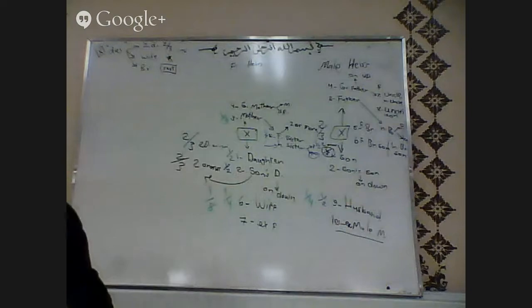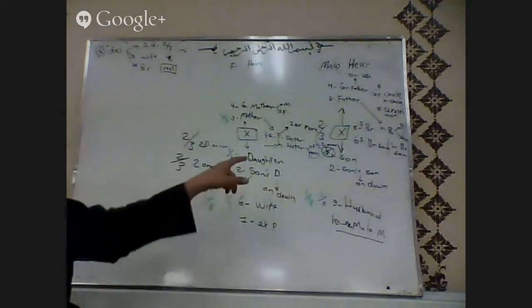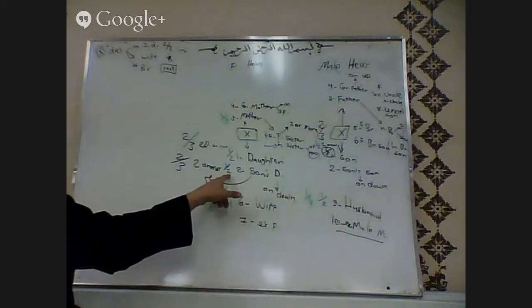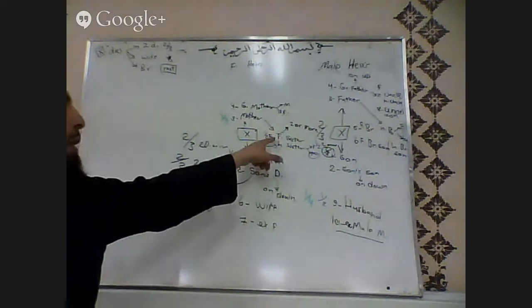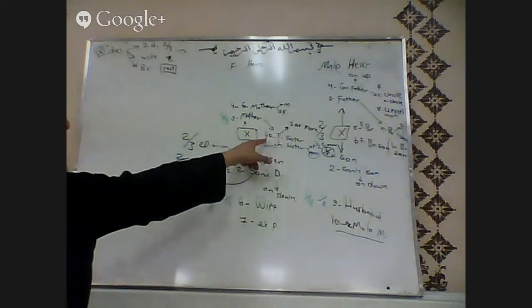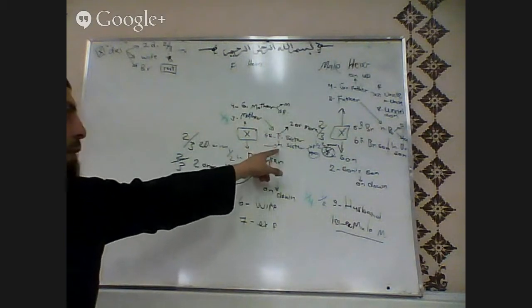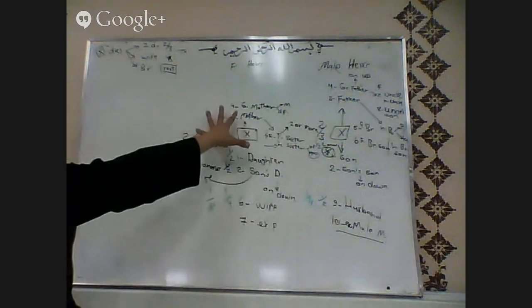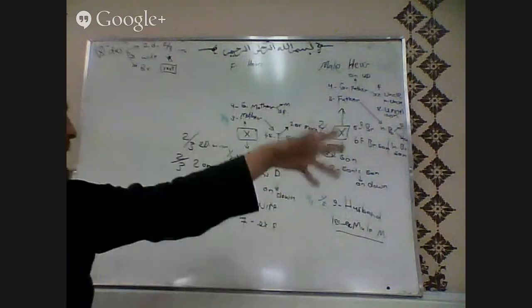So, talking about 1/2, who will be entitled to take 1/2? The daughter, we mentioned the condition. Son's daughters, we mentioned the condition. The full sister, we mentioned the condition when she will take half. The half sister from the father's side, she will take half, we mentioned the conditions. And the husband, he will take half, and we mentioned the condition.